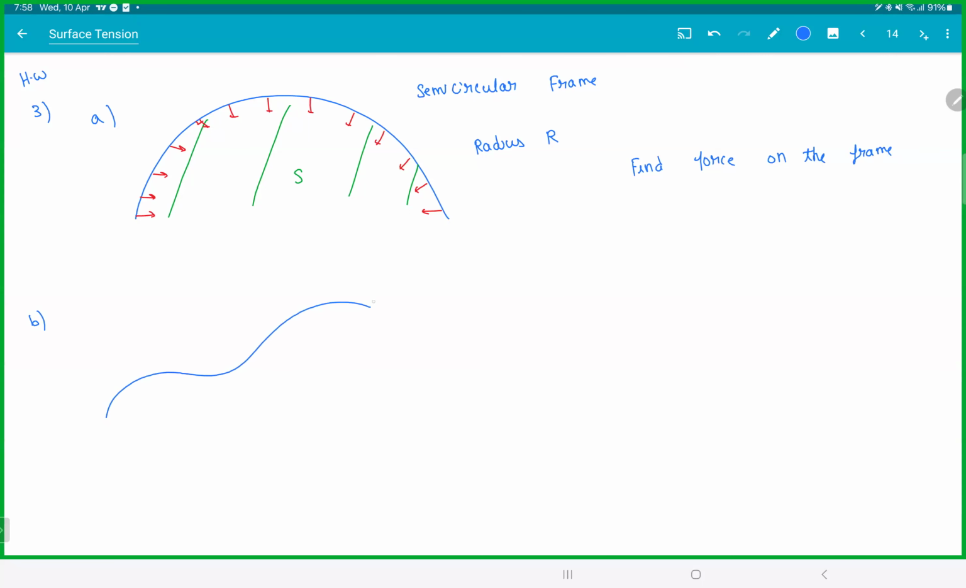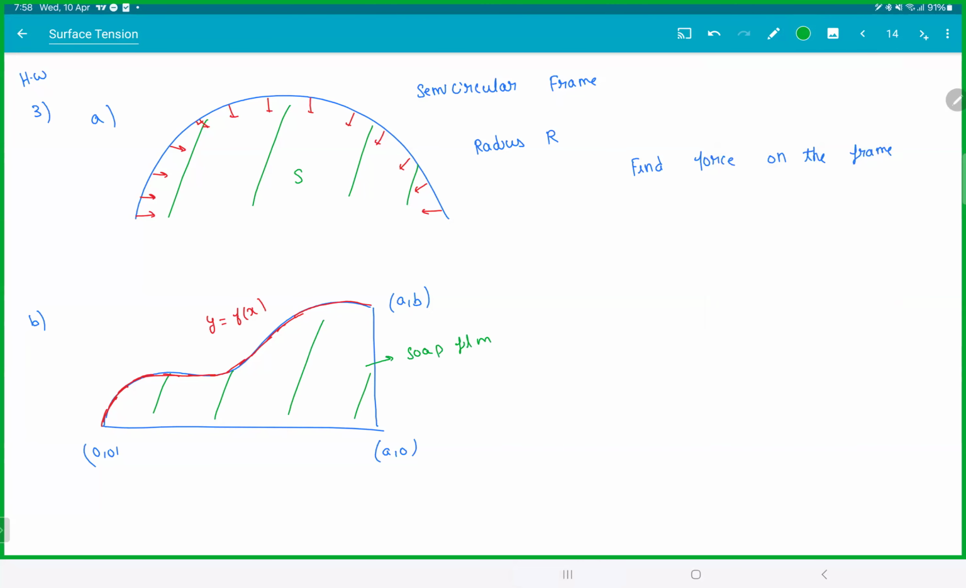Second thing, let's say I made a weird shape like this. This point is 0, 0. This guy is a, 0. This guy is a, b. And inside there is a soap film. And this curved surface is some equation. I don't know what the equation is, y is equal to f of x, some random equation. This is a soap film.